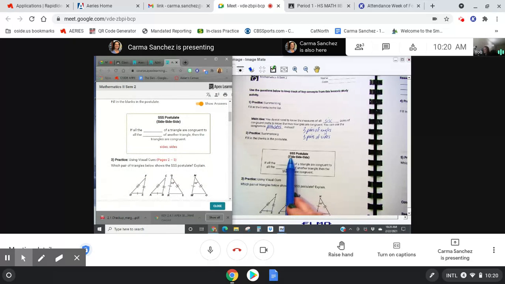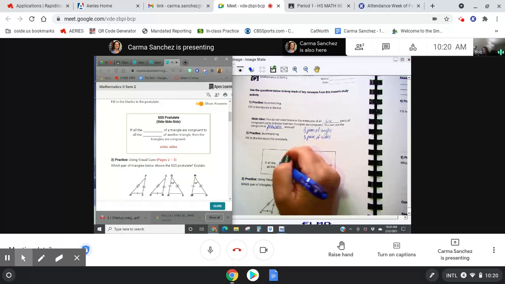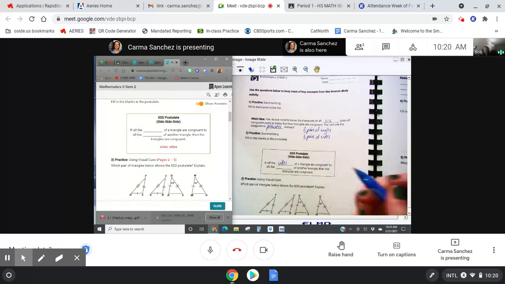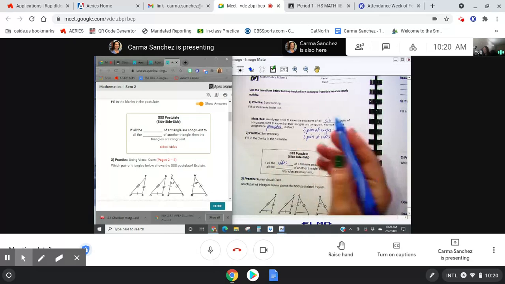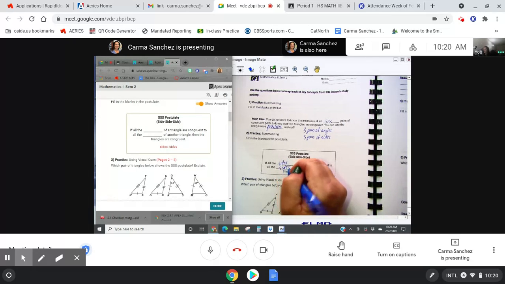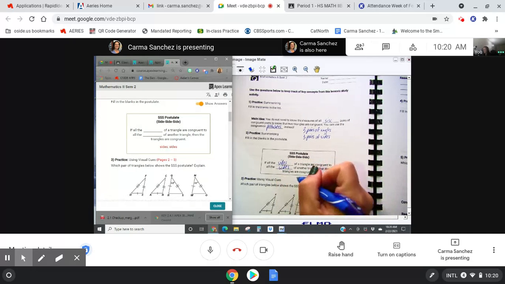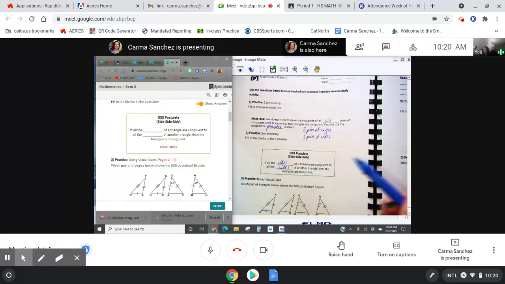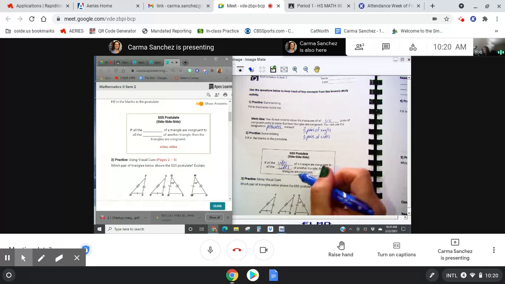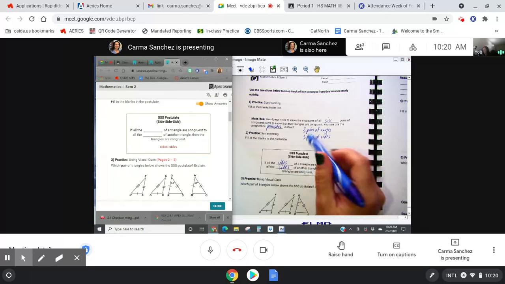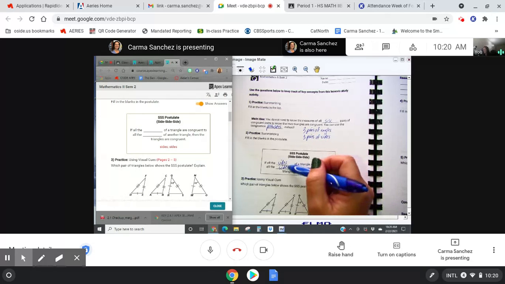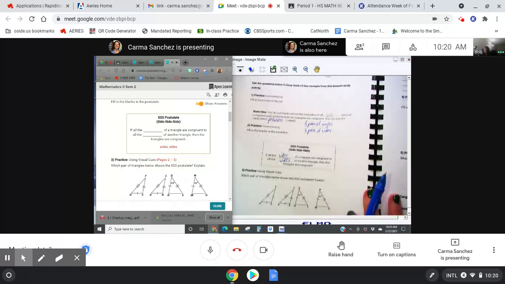The side-side-side postulate says that if all 3 pairs of sides of a triangle are congruent to all of the sides of another triangle, then the triangles are congruent. So if side 1 and side 1, side 2 and side 2, side 3 and side 3 are congruent, we know that the whole triangle is congruent. We don't need to know anything about the angles because all we need is 3 sides, and that is sufficient. That's called the side postulate.